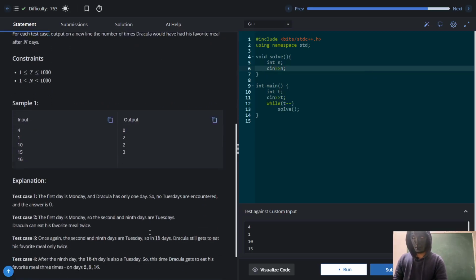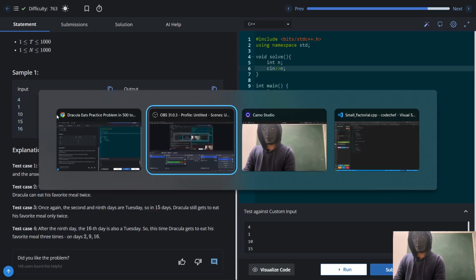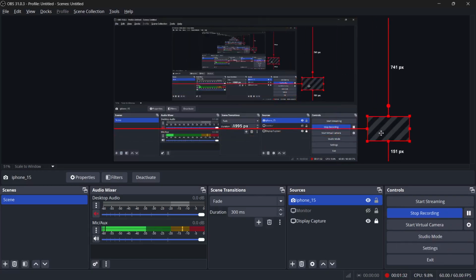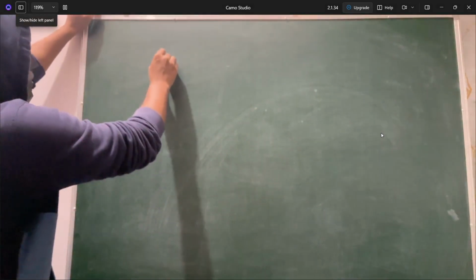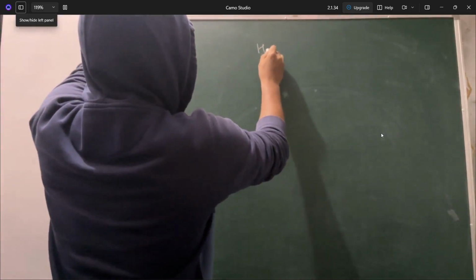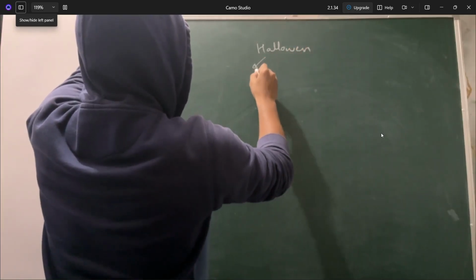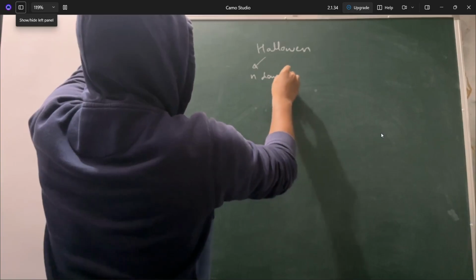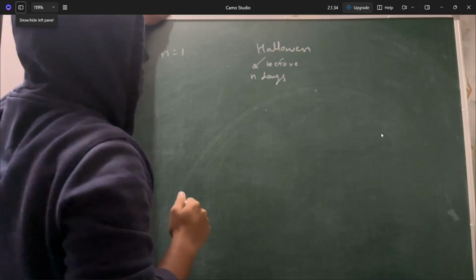So yeah, let's try to understand some examples. They had given 4 examples. So first one is 1, so we have n is equal to 1. So there is Halloween that is going to happen, and before that we have n days.